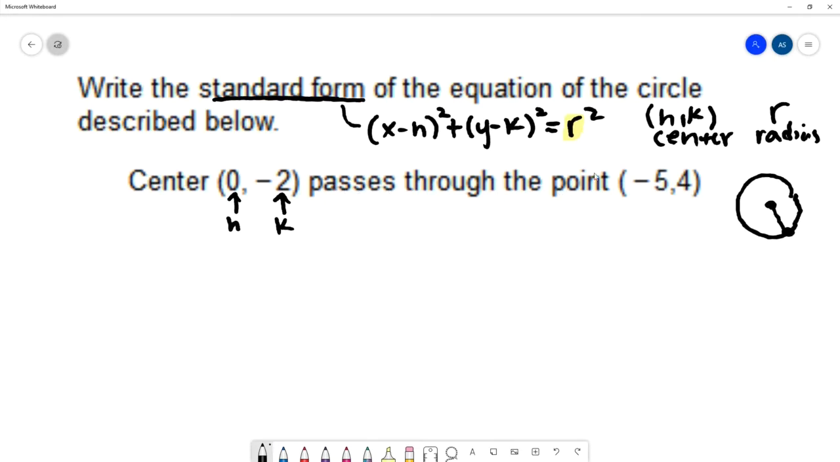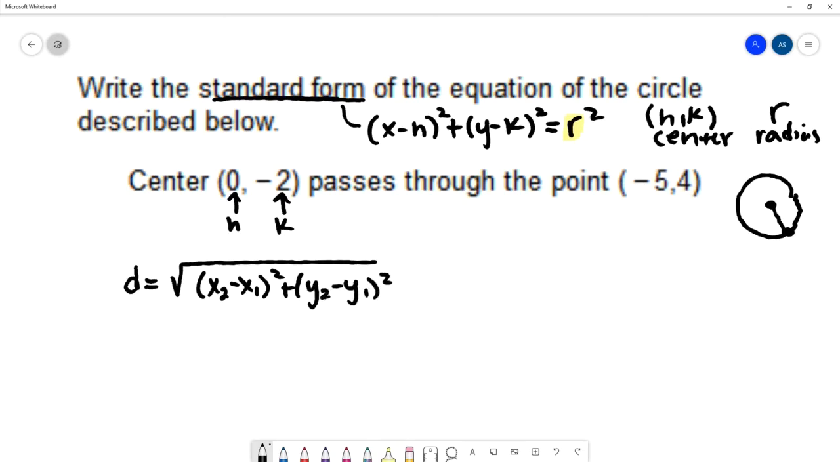Now we were given a point on the circle to be (-5, 4). So if we can measure the distance between the center and the point on the circle, that will give us the radius of the circle. Now we do have a distance formula. Distance is the square root of (x2 minus x1) squared plus (y2 minus y1) squared. So when we calculate the distance, we're going to get the radius.